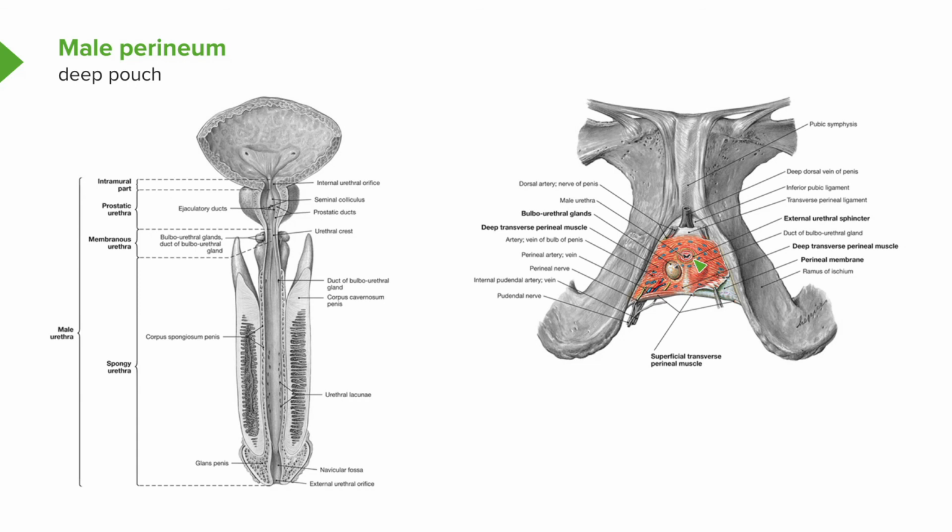We find the external urethral sphincter. We find the bulbourethral glands. We can see these here. We find the deep transverse perineal muscle, all located within the deep perineal pouch. We then have the perineal membrane, which is going to sit over here. The perineal membrane can then sit on top.